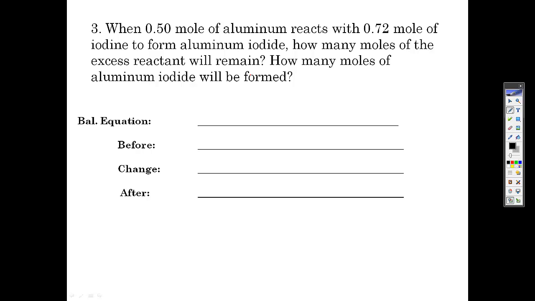These stoichiometry problems are going to involve limiting reactants. So we're going to work through them and hopefully you'll get the hang of it.